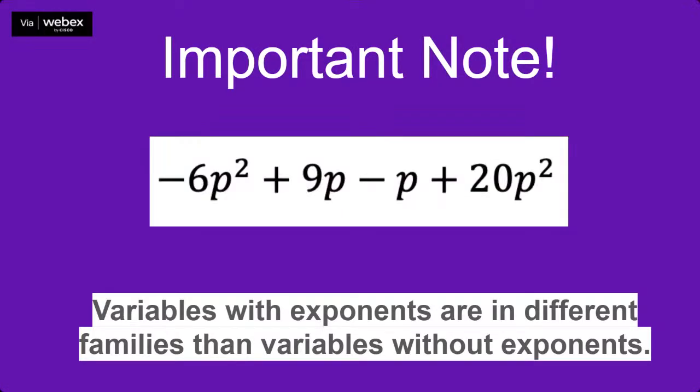Look at this important note that Crystal wants us to remember. Variables with exponents are in different families than variables without exponents. Remember we talked about those Cadillacs, those Acuras and Buicks? Well, if you have a P, that's a Pontiac. But if you have a P squared, that's a Pontiac GTE. Those are two different types of cars, and you cannot put those together. So put your P squareds with P squareds, put your P's with P's.